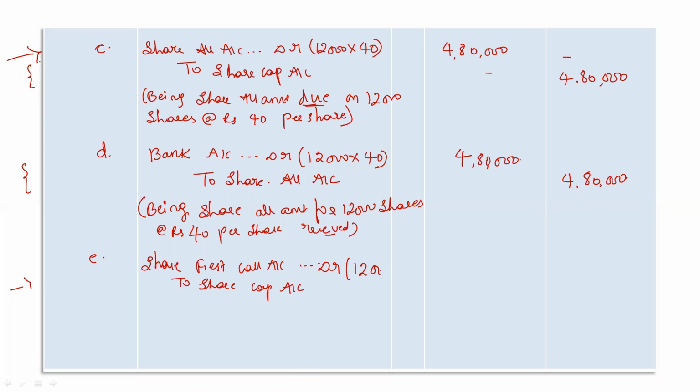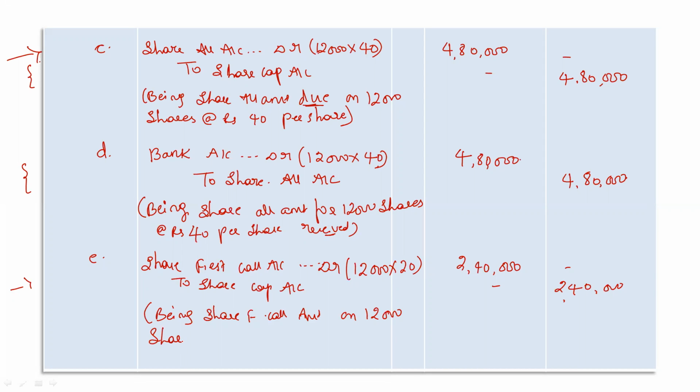Company is asking for 12,000 shares to pay 20 rupees during first call. Basically, in total, company is asking to pay 2,40,000 rupees during first call. Okay, write the narration: being share first call amount on 12,000 shares at rupees 20 per share due. Company asked it to pay, it's still due.